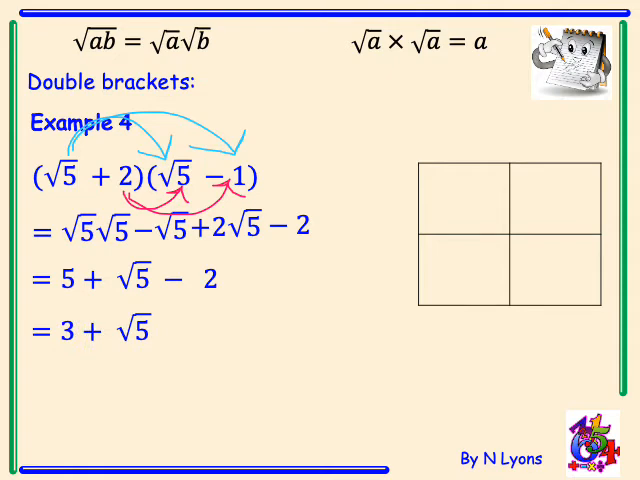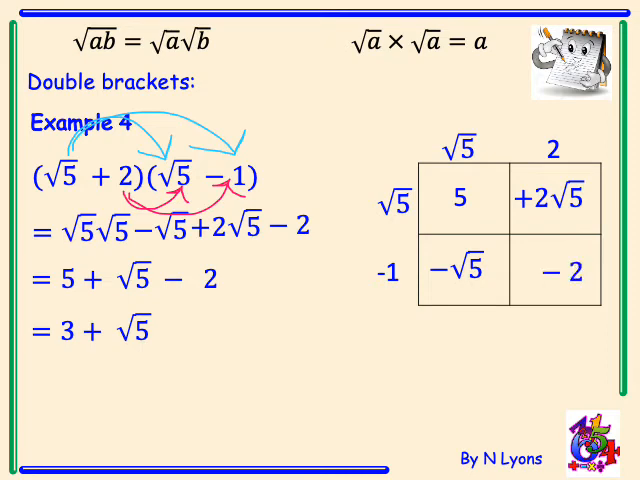3 plus root 5. Now looking at the box method, we can write the first bracket on the top of the box, second bracket down the side, and then the top left will be root 5 times root 5, which we know is 5. The top right, 2 times root 5 is 2 root 5. Bottom left, root 5 multiplied by negative 1 is negative root 5. And the last box, 2 times minus 1 is negative 2.